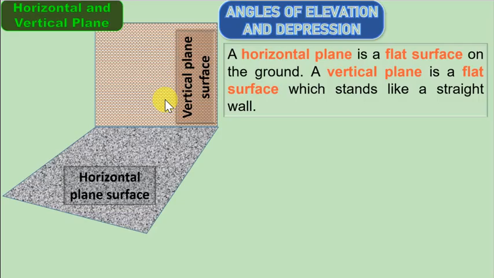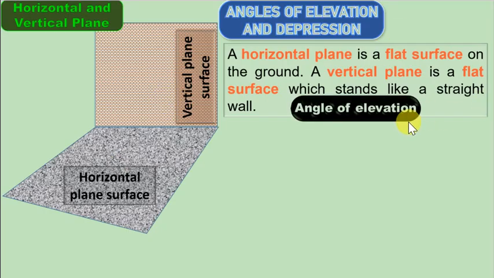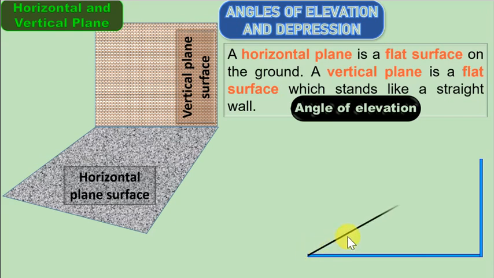Having seen the meaning of horizontal and vertical plane surfaces, let's now define the angle of elevation. The angle of elevation. What do we mean by that? Now we have this pillar, and then at a certain distance from the pillar, we have this point here. Then we have a line joining from the end here to the top here. Then we are going to be looking at this object. From this position, we'll be looking at this object. So now, this is a person looking at the object.